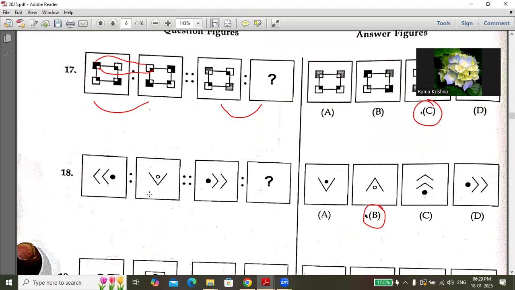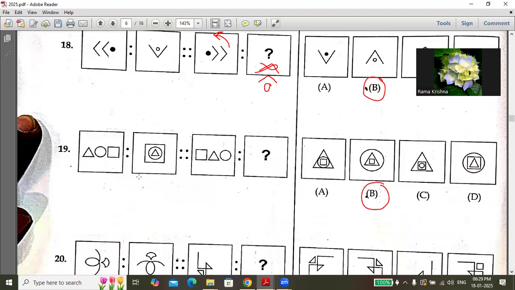Next, here this entire figure is rotated in the anti-clockwise direction. From that, the bottom arrow is getting removed, and the top colored circle is becoming empty. So now you have to rotate it here anti-clockwise only. So when you rotate it anti-clockwise, it will be like this, and like this. And you have to remove the top arrow. So the answer is B. Next.